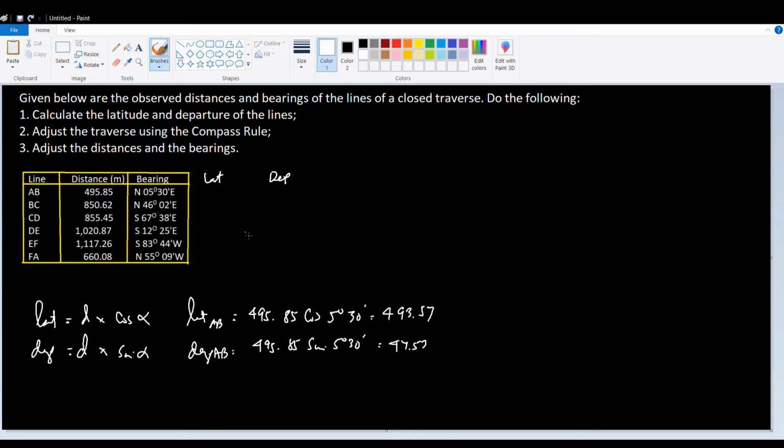And they are both positive since the line is in the northeasterly direction. So we can tabulate it now for 93.57 and 47.53. We'll be doing the same thing for the other traverse lines.